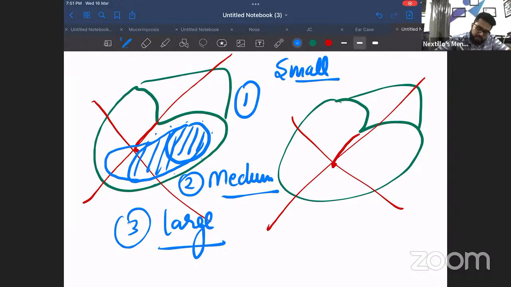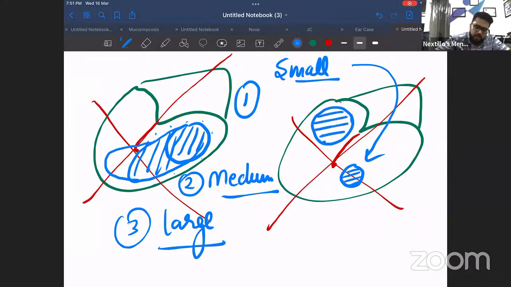Now the question arises, if suppose there is a perforation over here of this size, it is involving two quadrants, but does it appear to be medium sized? No. So this is again a small sized central perforation, because we do not mean that it should involve only one quadrant. We mean that a perforation equivalent to the size of a single quadrant is small. A perforation equivalent to the size of two quadrants is medium sized, and a perforation equivalent to the size of more than two quadrants is large.